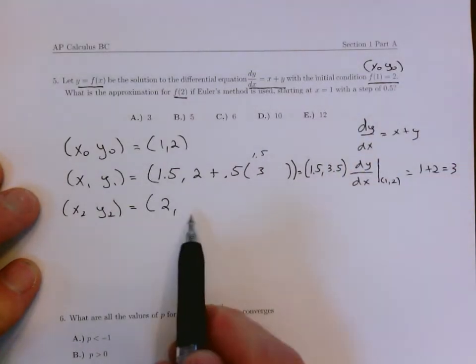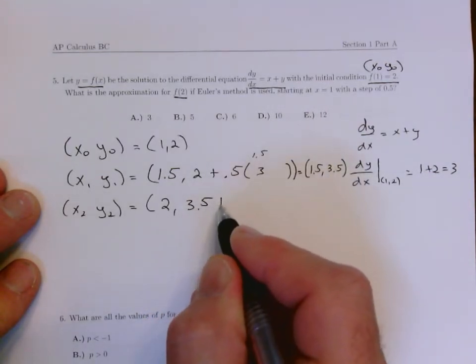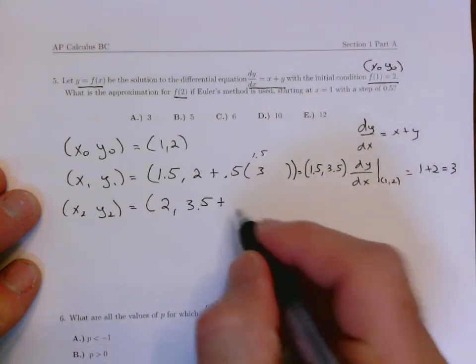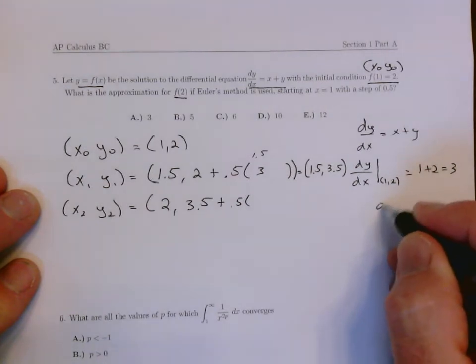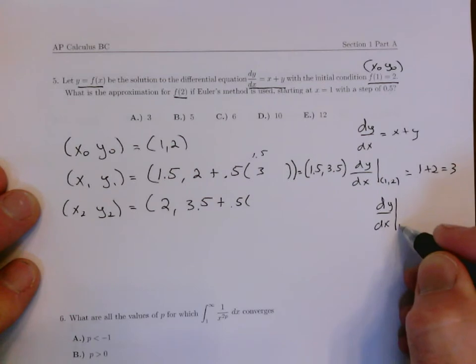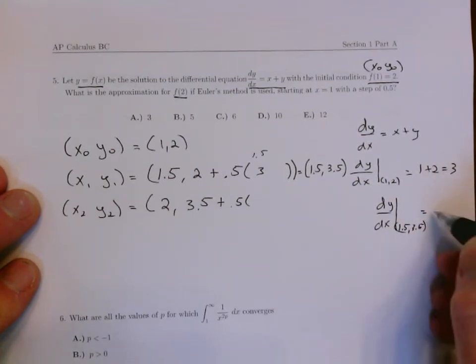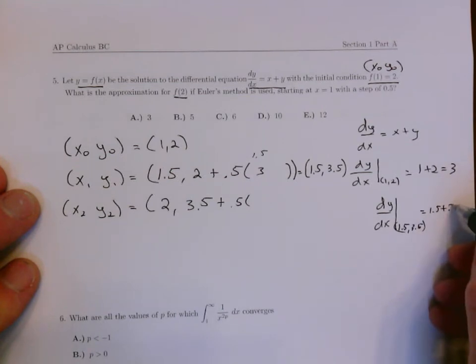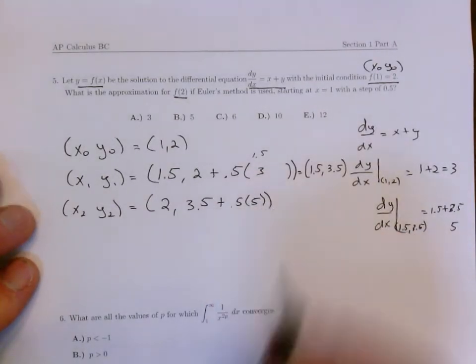Okay, now we just have to find the y value here, and we're done. So we repeat the process. You go back to the prior y value, so 3.5, plus you add on the step of 0.5, times the derivative at the prior location. So dy/dx evaluated at the coordinate (1.5, 3.5) is equal to 1.5 plus 3.5, which is equal to 5. So we come over here and you plug that in right there.